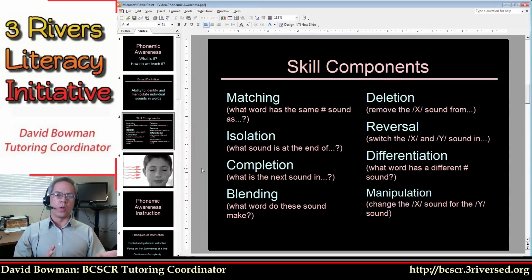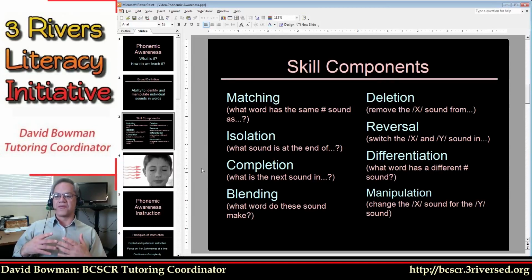So, in no particular order, when we talk about differentiation, what we're talking about is being able to determine whether or not sounds are the same. For example, if we ask students which word has a different last sound, car, door, doll, or near, the student with good phonemic skills will be able to identify the word that has a different last sound.